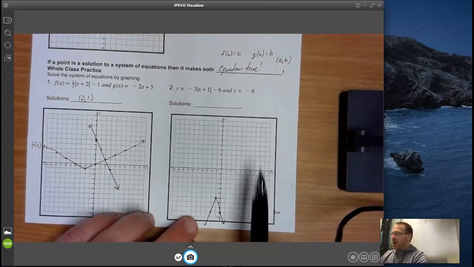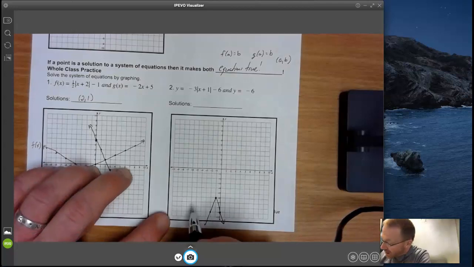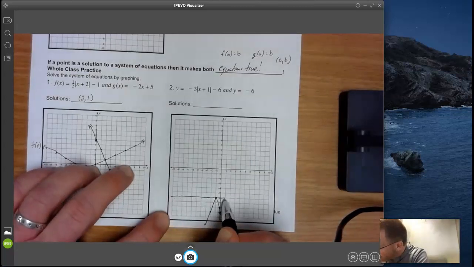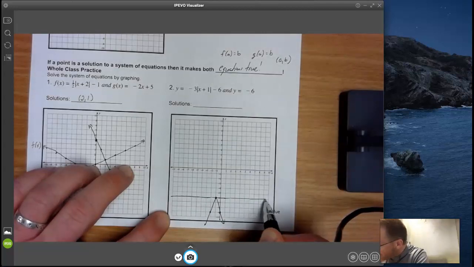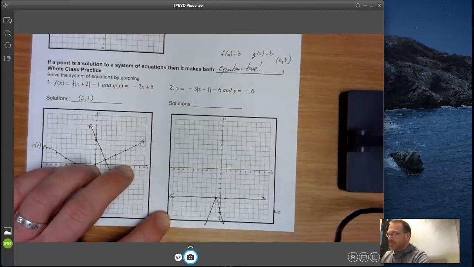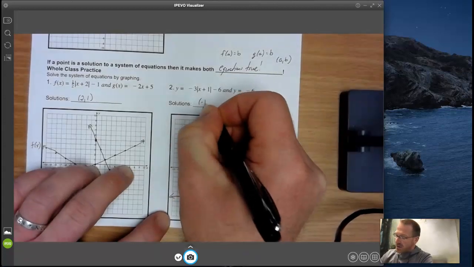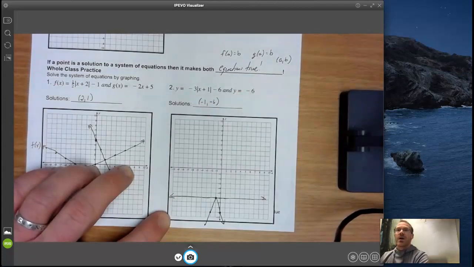Now we have y equals -6, which is a horizontal line through -6, so that would be this line here. What we see is that the vertex of our absolute value is the only place these two lines intersect. Once again, that means our intersection is (-1, -6), and that is our solution.